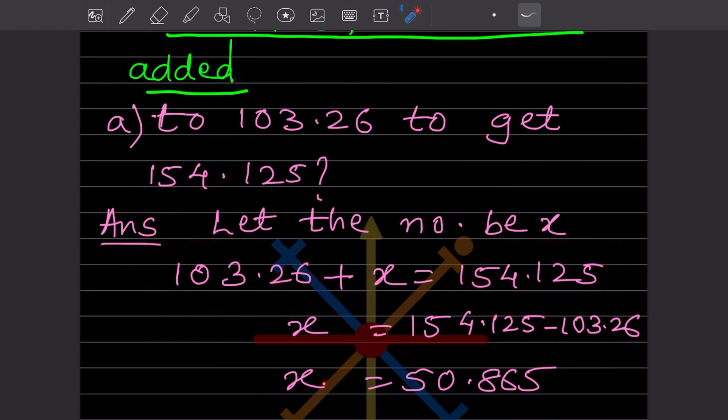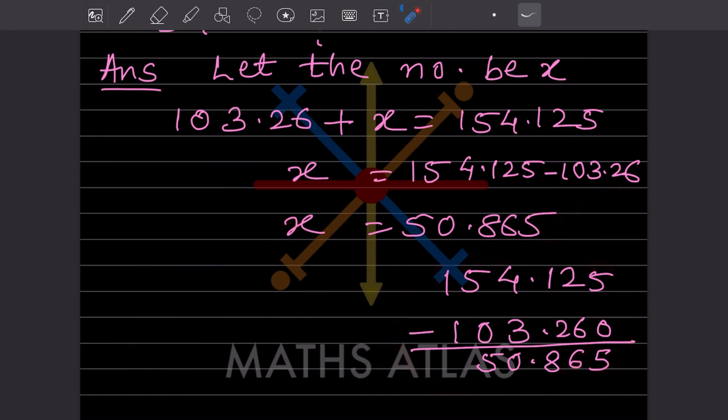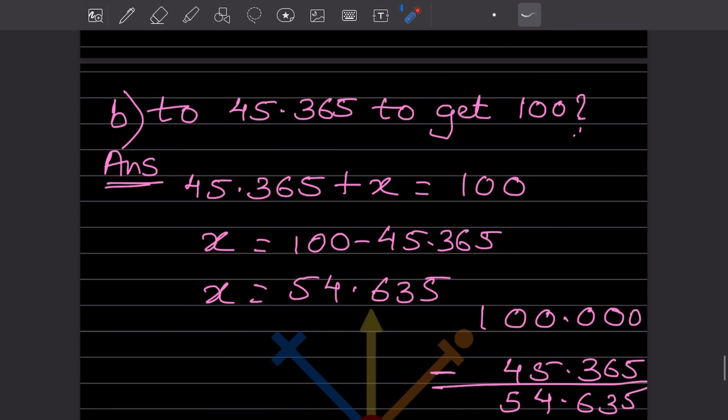And now look at here. So when you subtract this one, again I did this with the vertical way. So we get the answer, that will be x is this one. So the number is 50.865.